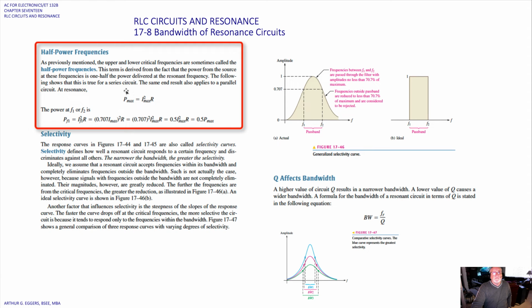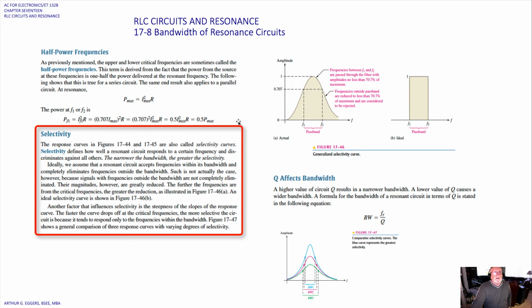So we have some maximum power equal to I squared R, where the current is maximum. The power then at F1 and F2 can be calculated in each case. So the power at F1 is equal to I squared at the F1 frequency times R. 0.707 squared R gives us 0.5 max. So, the half power point.